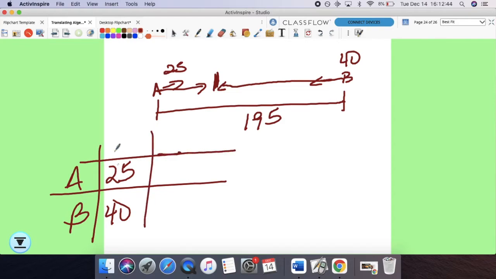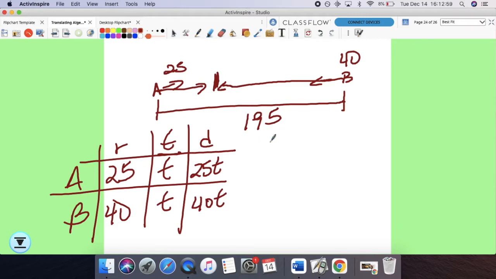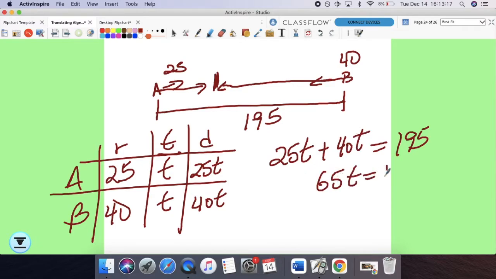The time is, I don't know how long they drove until they met. The distance is rate times time. So for A, it'd be 25t. For B, it'd be 40t. Again, the distance covered by each car added together gives you 195 miles. So distance covered by car A, represented by 25t, plus distance covered by car B, represented by 40t. Combine like terms, we get 65t equals 195.